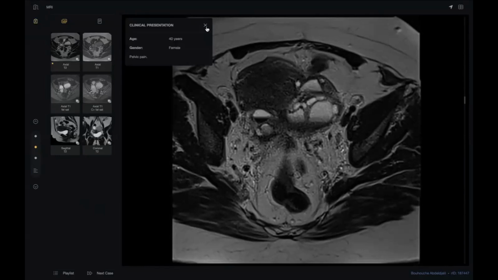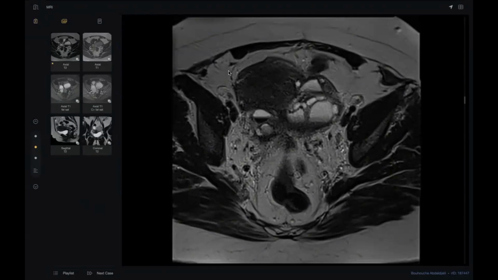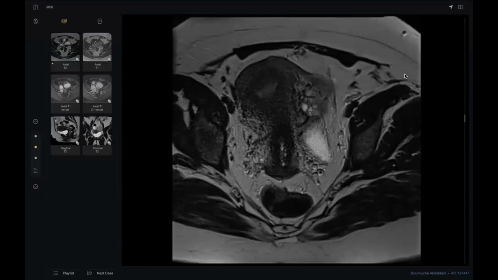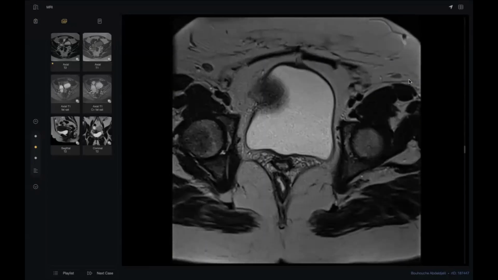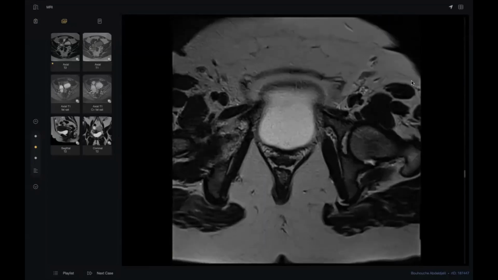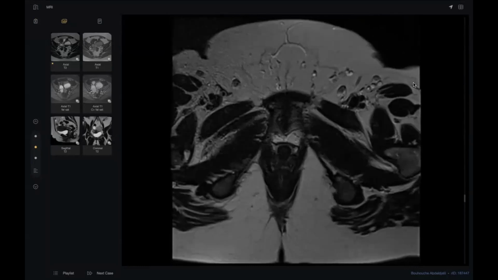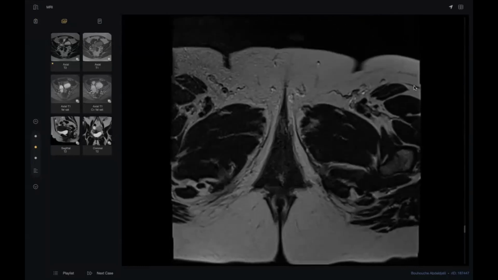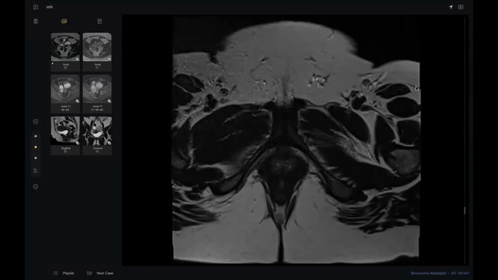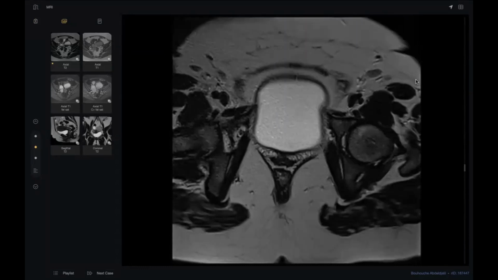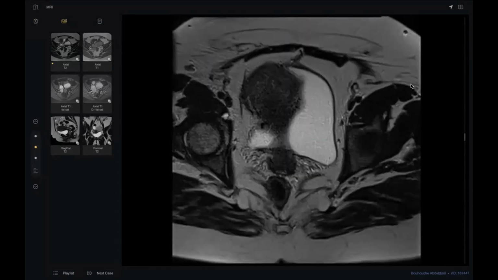This is a 40-year-old female patient complaining of pelvic pain. Go on. Yes, sir. I have been provided with the axial T2 MRI images of the pelvis of a lady who presented with a complaint of pelvic pain. I'm scrolling through the images. First, I have looked through the whole set of the images. Then I will comment on my findings.